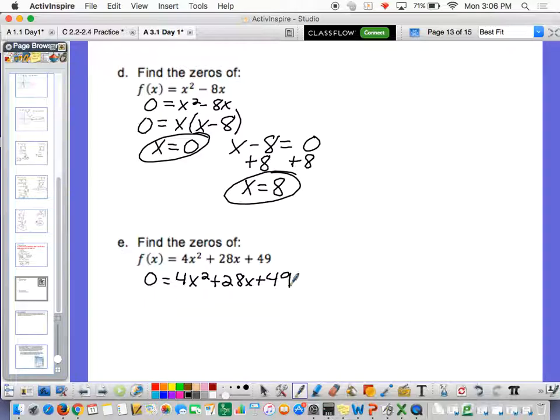Okay, and you're like, oh no. There's not a greatest common factor, and there's a 4. There's so many possibilities here, Bauckham. Why did you do this to me? Well, let me help you out.